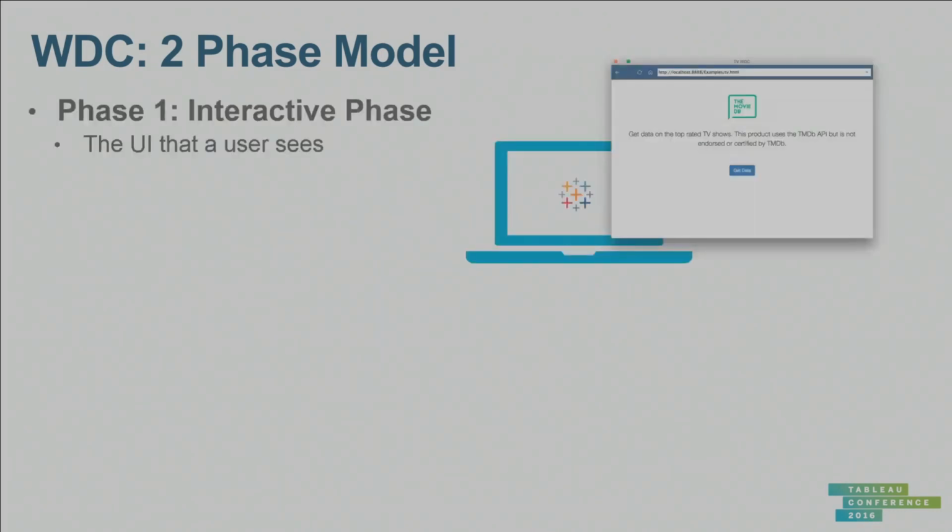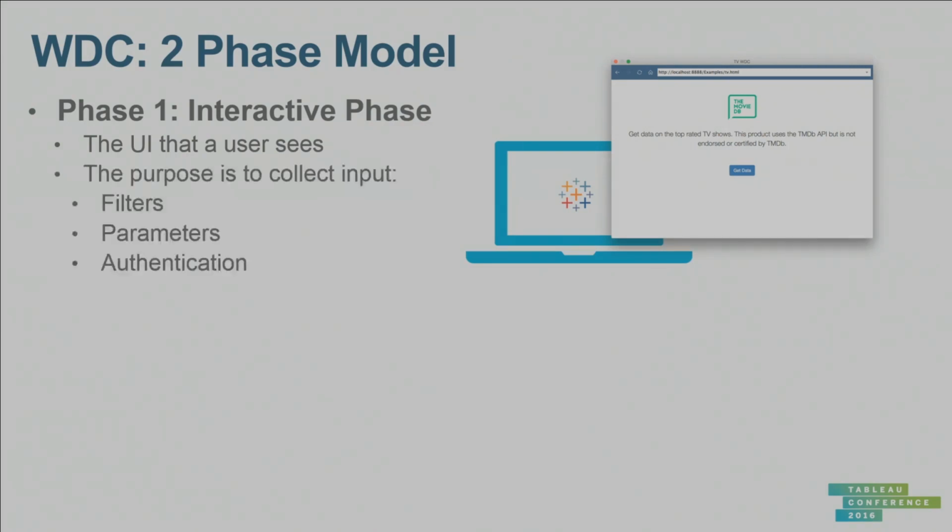The first phase is called the interactive phase. When you first connect to the connector and you're in that web browser, the WDC is running in the interactive phase. The whole goal of this phase is to gather input from the users. In our example, we just have a button. There's not much going on there.